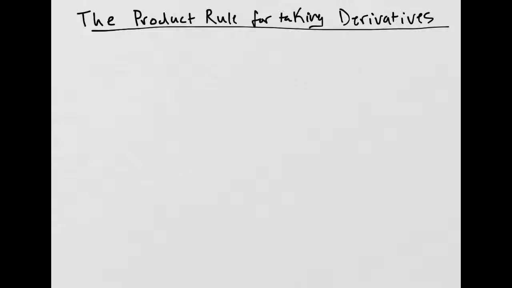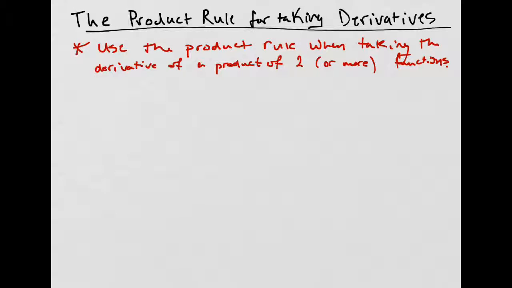In this video, we're going to look at the product rule for taking derivatives. The product rule is something that you use when you want to take the derivative of something that's written like two functions multiplied together. The better way to say it is you use the product rule when you're taking the derivative of a product of two or more functions.